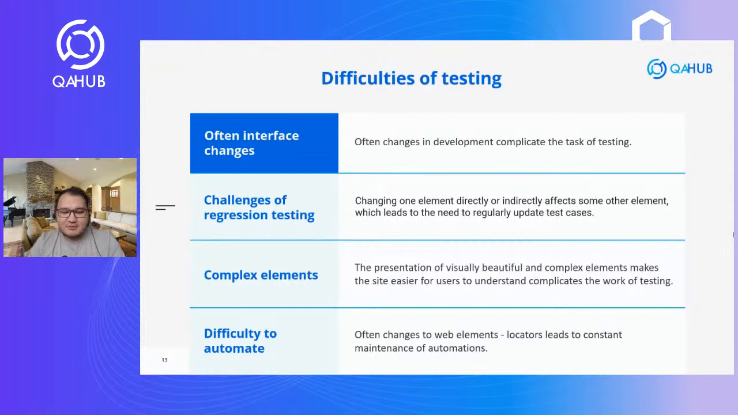And the last point, difficulty to automate. As we know, automation of UI happens based on locators, and the locators have a relation to our items. If we change our items, it also affects our locators. So we need to update and actualize our automation test cases. So this is one of the four common difficulties I'm facing in UI testing.